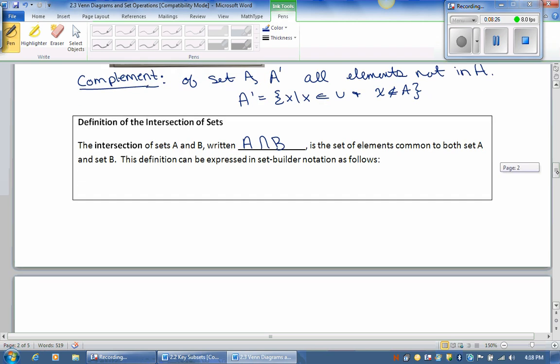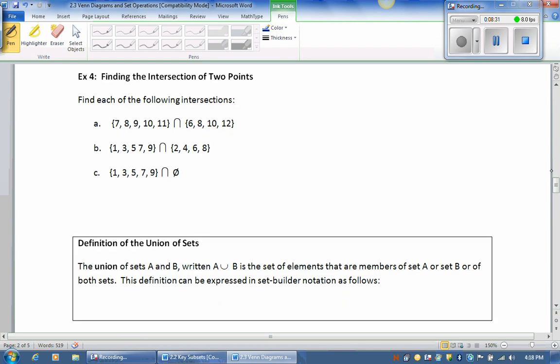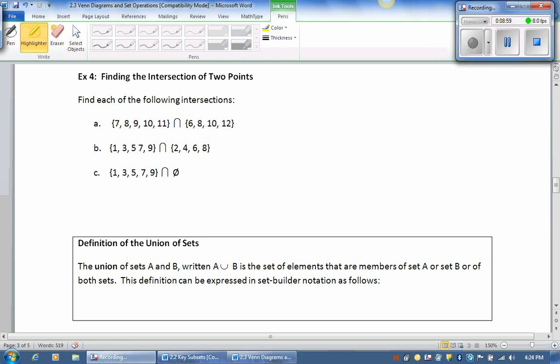All right, so let's talk about the intersection of two sets. If I'm looking for the intersection of two sets, it's actually really simple. What you're doing is finding what they have in common, how they match up, their intersection. So if I look, I've got 7, 8, 9, 10, 11, and I've got 6, 8, 10, 12. So what you're looking for is what they have in common.